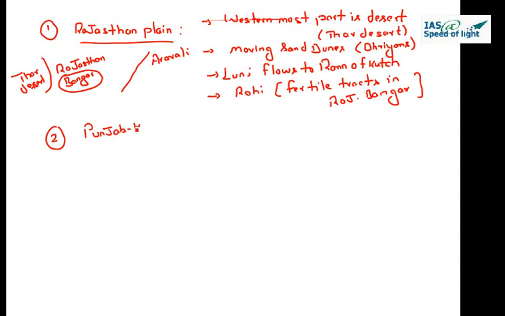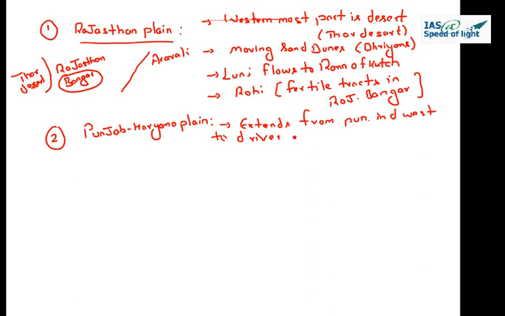Punjab Haryana plain. Now some points to remember for Punjab Haryana plain. The first one, it extends from Punjab in the west to the Yamuna river, that is in Haryana in the east. So it extends from Punjab in the west to the river Yamuna, which is in Haryana.